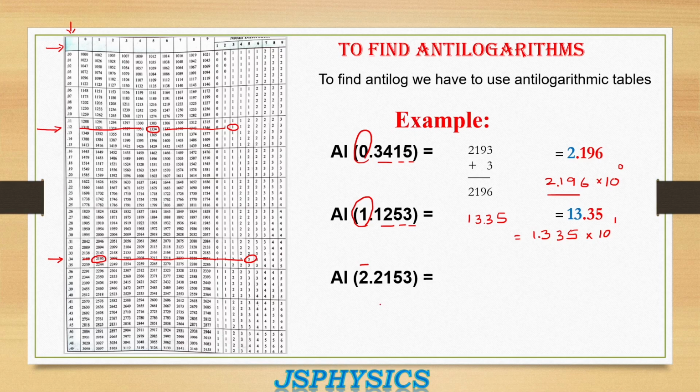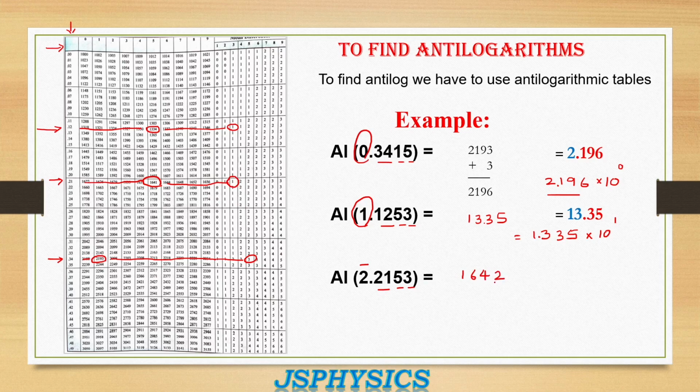Antilog of this number, bar 2, let us say, we'll slightly change this, bar 2.2156. Right? Now again we'll divide this into 3, 21, 5 and 6. So in the row of 21, this 0.21, under the column of 5, we have this number 1641 and then the mean difference of 6, that is 1. So 1641 plus 1, that gives you 1642. So 1642 will be your mantissa.